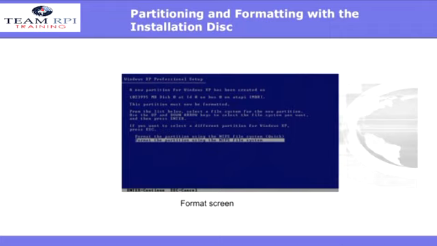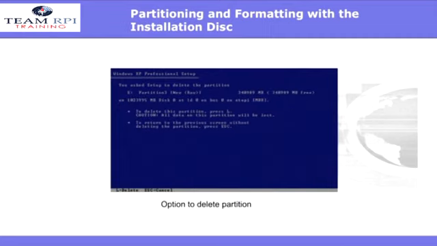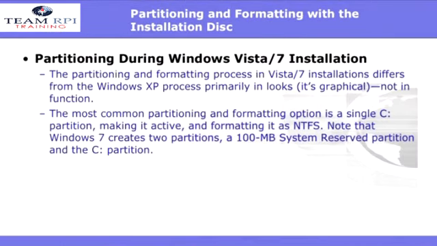This will format your new installation in whichever file system you choose is best, whether it be NTFS, FAT32, or FAT64. You'll also have the option to delete a partition. Next, let's look at these same steps, only this time we'll take a look at it in Windows Vista and Windows 7.